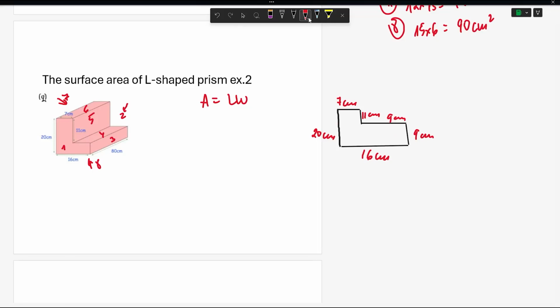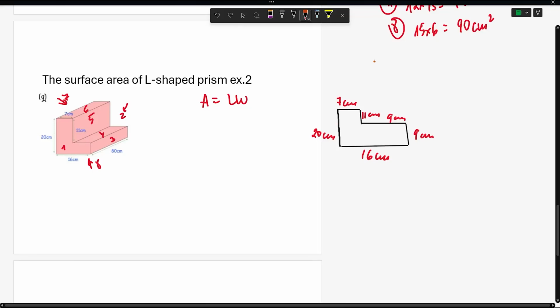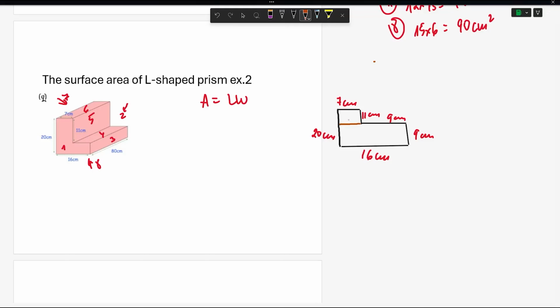Let's again divide our L shape in rectangles. So let's say this is my rectangle 1, this is my rectangle 2. So rectangle 1, I have 16 and 9, and I'm using that formula again. 16 times 9 is gonna be 144. And now let's find my rectangle 2. This is my rectangle 2. I have 11 and 7. So 7 times 11 is gonna be 77.